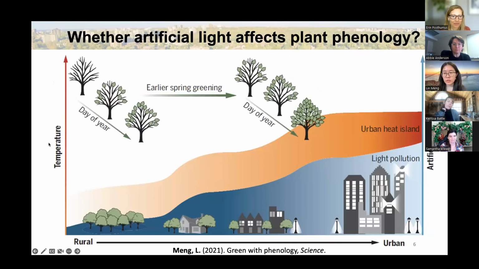So my research is to fill this gap to understand how urban heat island and artificial light affect plant phenology along this urban-rural gradient. So I look at phenology for the same species in urban versus in rural, and then I examine the temperature level and the artificial light level to figure out the extent of light impact on plant phenology.